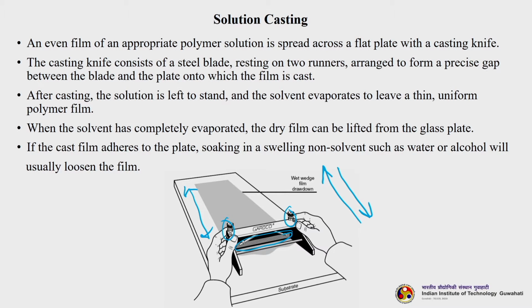And after casting, the solution is left to stand for some time. Okay. The reason is to let the solvent evaporate. When the solvent evaporates, a very thin uniform polymer film will be precipitated and it will be collected. Once all the solvent has evaporated, the film becomes dry, and we can take it up. Now, it may happen many times that the film after the solvent evaporation becomes very sticky to the surface of the plate. At that time we have to use a non-swelling non-solvent, usually water or alcohol, that will loosen the film, so that I can take the film without distorting its structure.